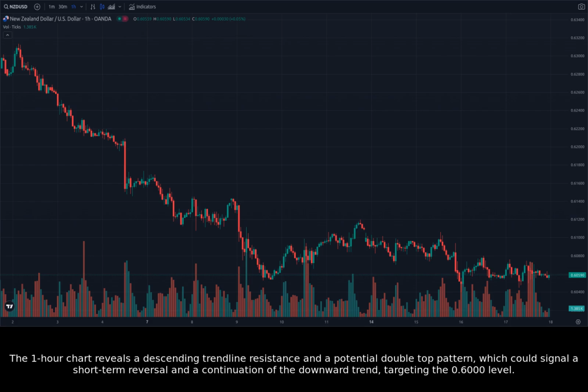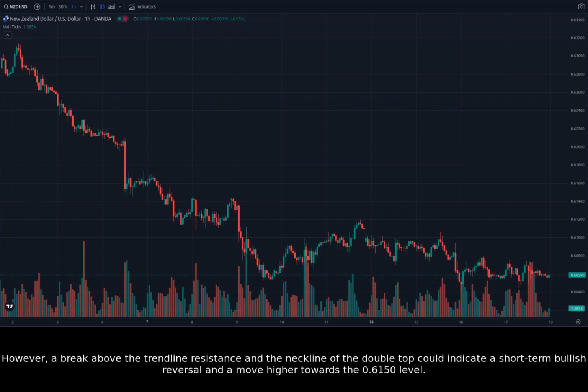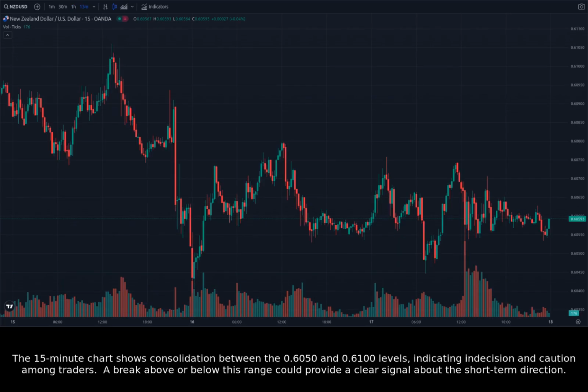0.6000 level. However, a break above the trendline resistance and the neckline of the double top could indicate a short-term bullish reversal and a move higher towards the 0.6150 level. The 15-minute chart shows consolidation between the 0.6050 and 0.6100 levels, indicating indecision and caution among traders. A break above or below this range could provide a clear signal about the short-term direction.